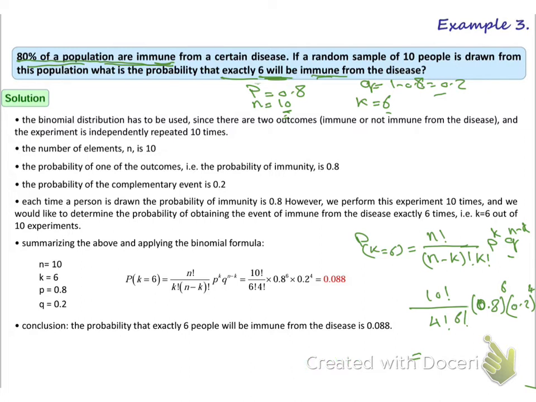Okay, the answer, if you calculate it in the calculator, will be 0.088. So this is the probability that exactly 6 of them will be immune. You have taken 10 people, 6 of them are immune, and in this population 80% are immune. So this is the probability. If I want it as a percentage, I can multiply by 100, and it will be 8.8%.